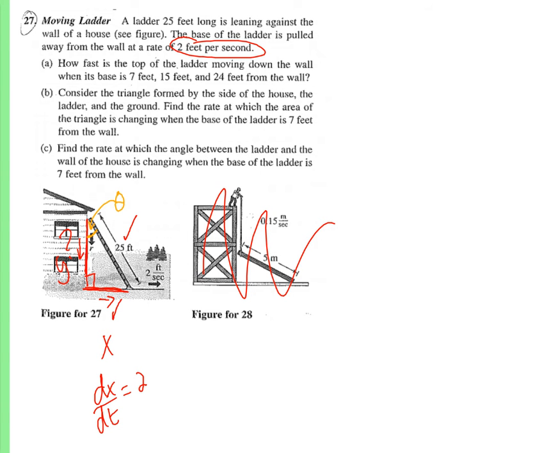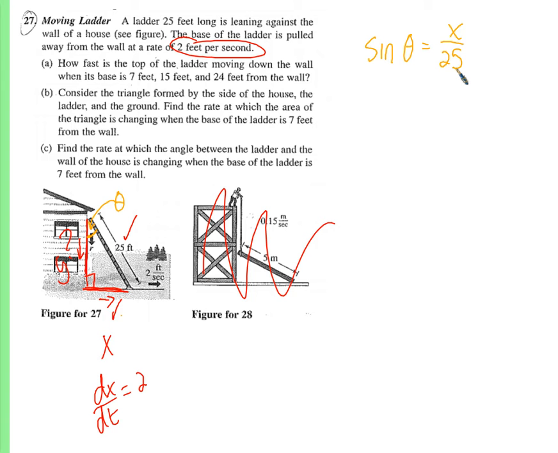So can we express this angle in terms of, say, this side or the other side? Sine, cosine? The sine of theta is x over 25. We know x is 7. Wait a minute, is x changing? It changes. So don't plug it in until you allow it to change. What I mean by that is take the derivative. But this is always 25.